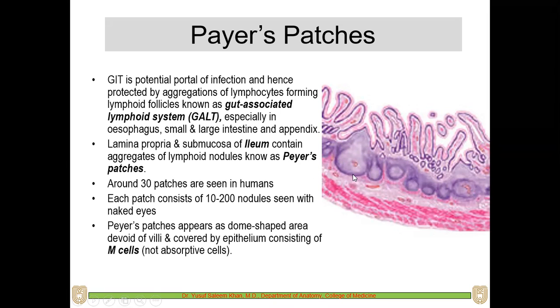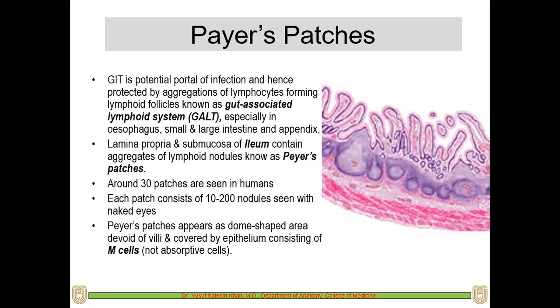So these are nothing but the aggregation of lymphocytes called lymphoid follicles, and they are huge in this region. In other parts of the GIT, they are present but very few, but especially in the ileum and the appendix, they are hugely aggregated, and they have a special name called Peyer's patches. Peyer was the scientist who found this, and on his name they are called Peyer's patches.